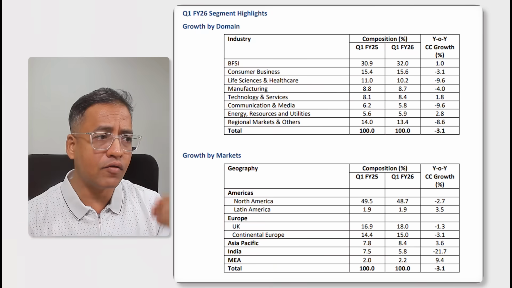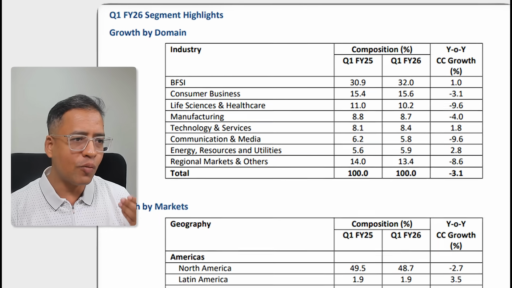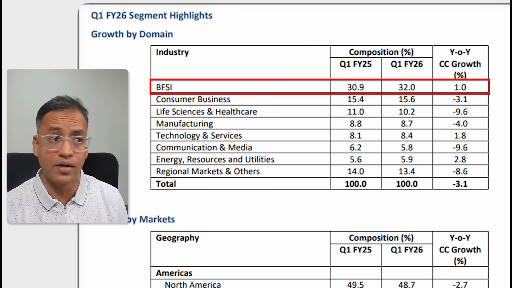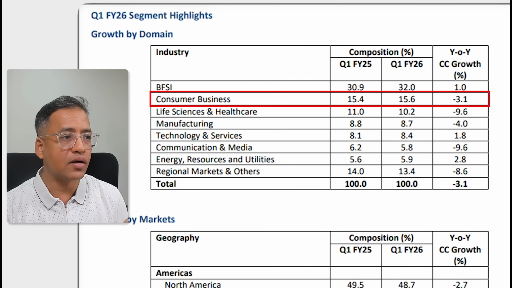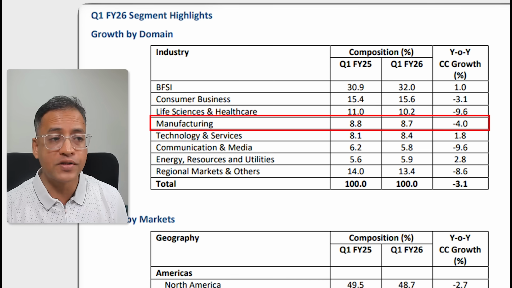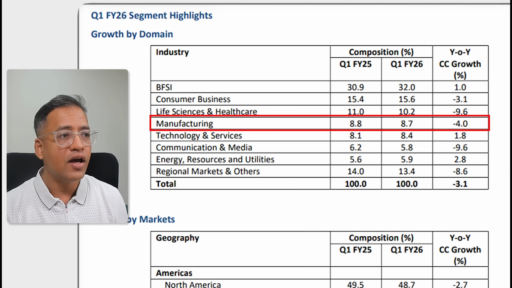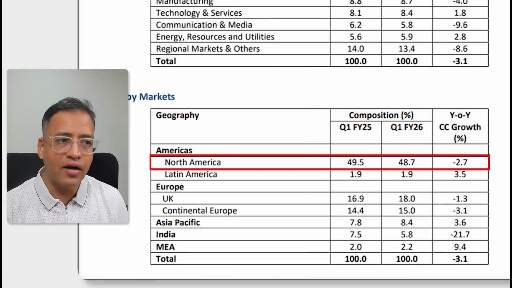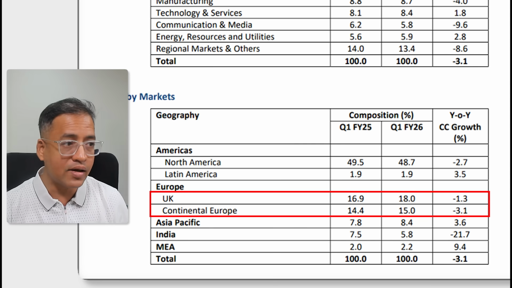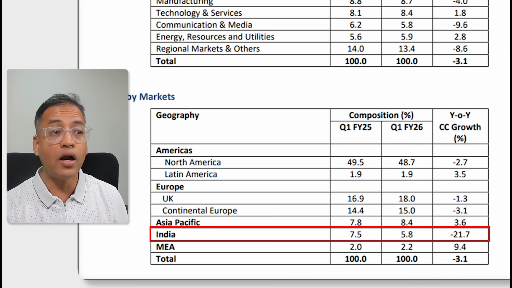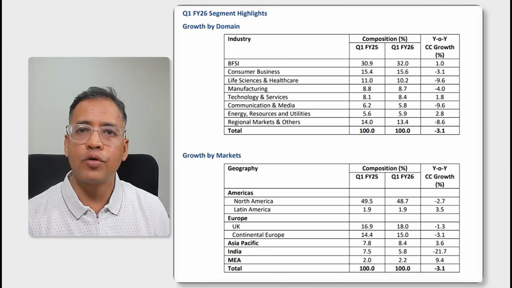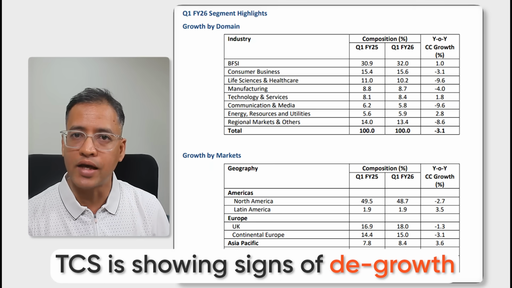Coming back, if you look at the verticals as well, you will note that almost all the verticals have declined. BFSI grew by 1%, great. But consumer businesses degrew by 3%. Life science and healthcare, pharma, 9.6% decline. Manufacturing, 4% decline. Almost all of the verticals have declined. From a geography perspective, North America, clear decline, 2.7%. Latin America, much better. UK, continental Europe, all declining. Asia Pacific, much better. India declined by 21%. Huge surprise to me, actually. But anyways, if you look at overall growth here, TCS is right now showing the signs of degrowth.